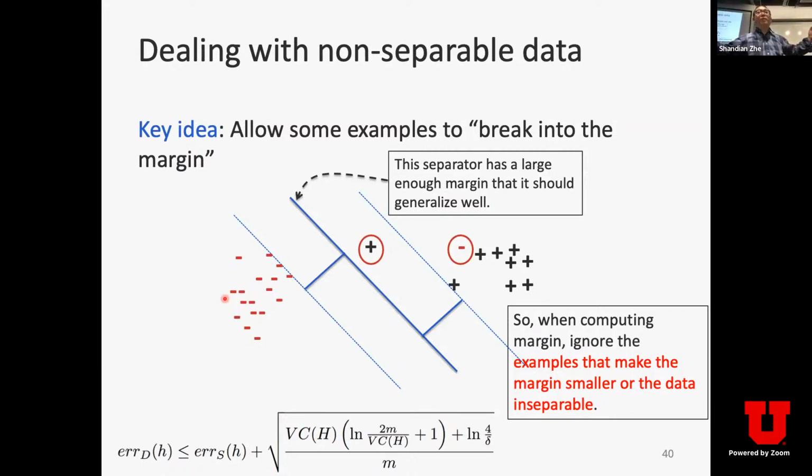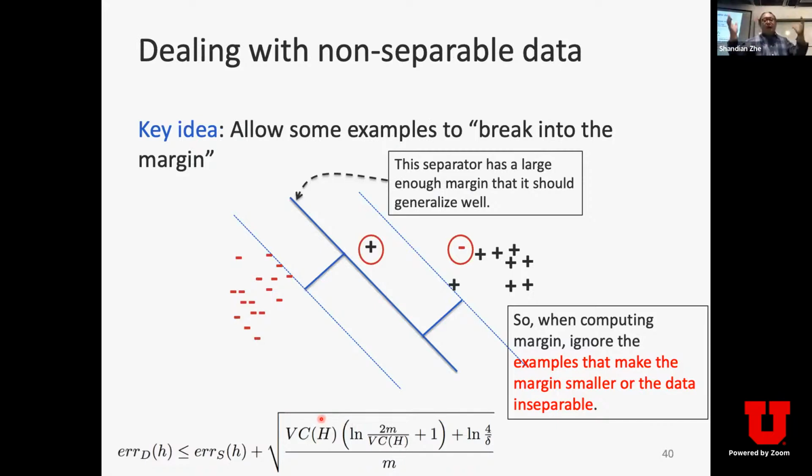But then I view all the remaining points as outliers. I allow them to break into the margin. That means I can make a lot of mistakes in predicting their labels. And if we look at the generalization error bound, it consists of 2 terms. One is the training error. The other is a term determined by the VC dimension.